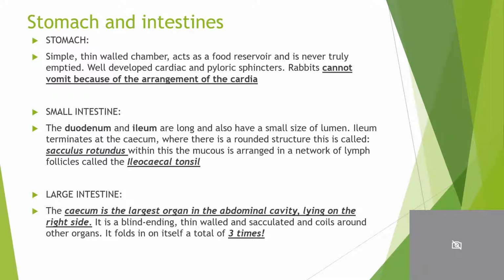The ileum terminates at the cecum, where we have a rounded structure that is called the sacculus redundus. Within this is the mucosa, and it's arranged in a network of lymph follicles called the ileocecal tonsil. The large intestine. The cecum is the largest organ in the abdominal cavity, and it lies on the right side. It is blind ending, thin-walled and sacculated, and it coils around other organs, and it actually folds in on itself a total of 3 times.